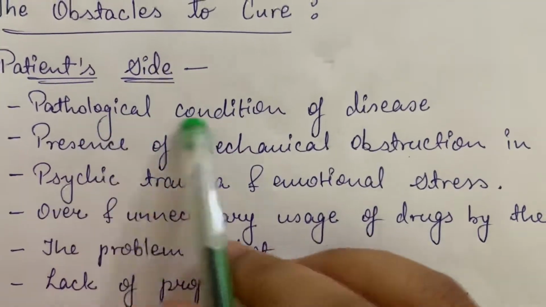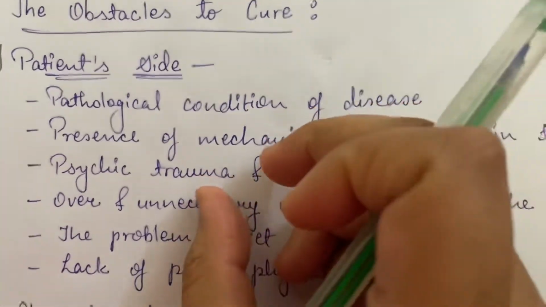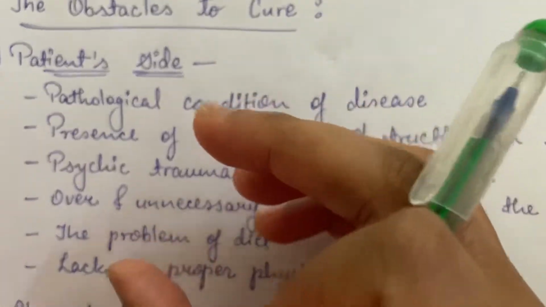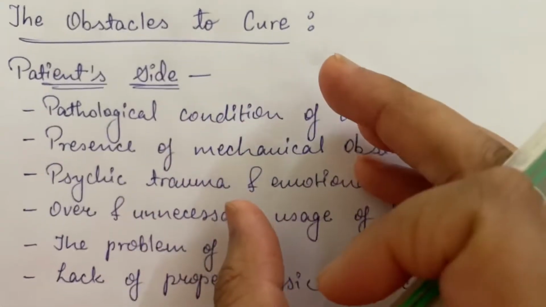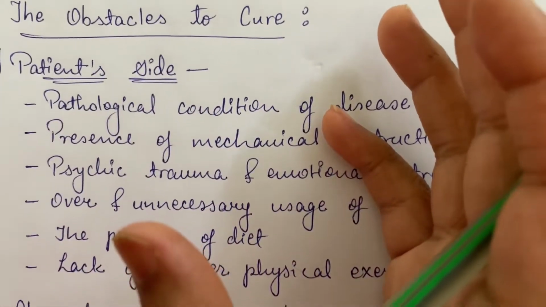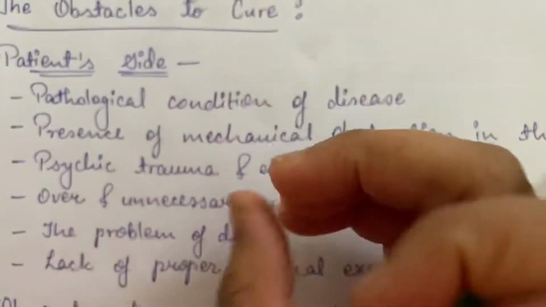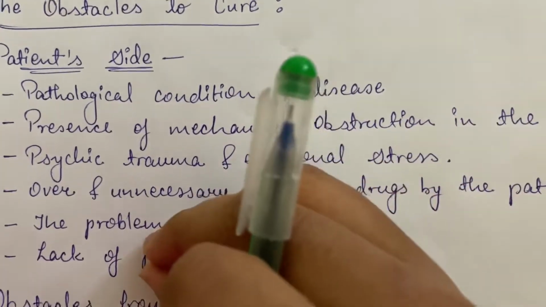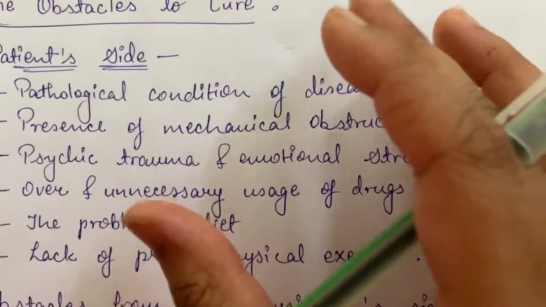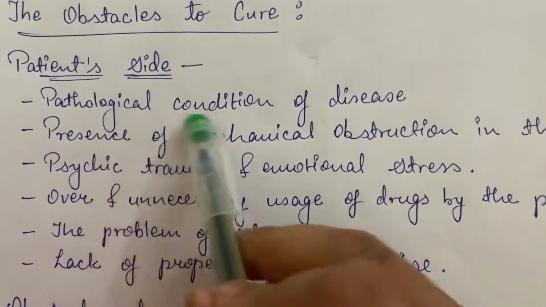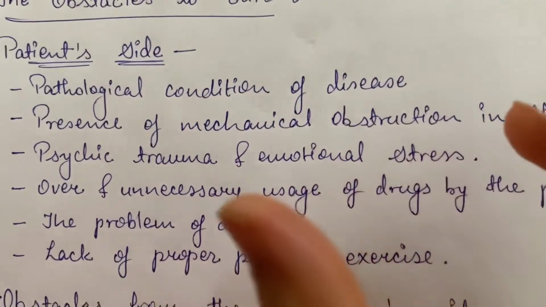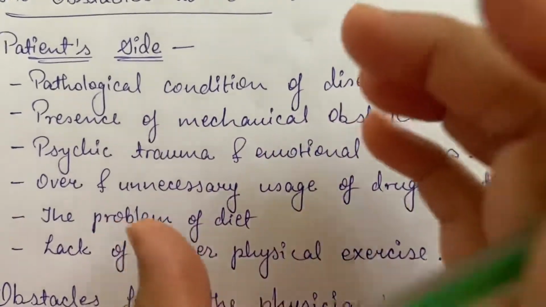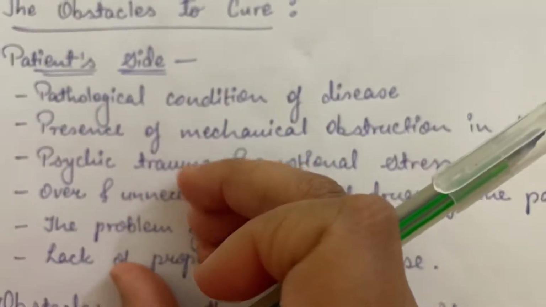So firstly, pathological conditions of disease. What do you mean by this? Pathological conditions of a disease. Okay, in cancerous patients or in the deadliest diseases like TB, cancer, tumor or many other diseases, metastatic diseases or any such deadly condition like kidney failure, heart failure, lung failure, septicemia. In that condition, all the pathological conditions we have to consider. If there is cancer, if there is a tumor, we have to consider that this is the limitation of homeopathy.